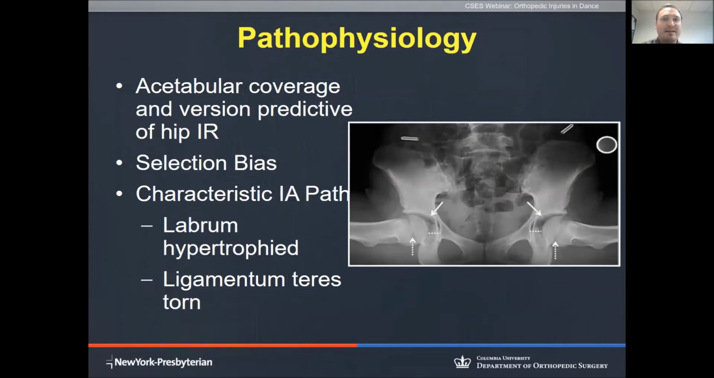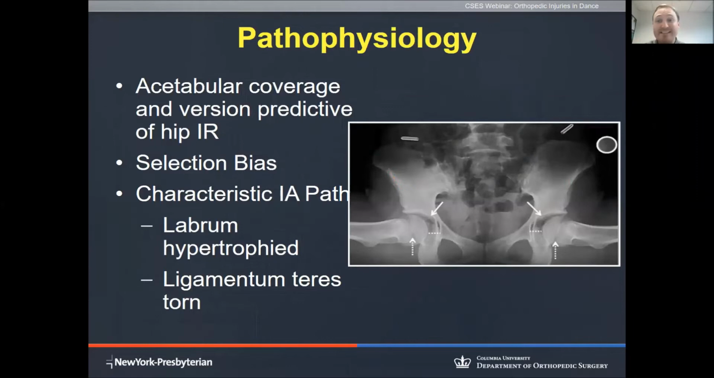And as dancers advance, there might be a selection bias for those with increased range of motion, which is a result of this soft tissue laxity or the underlying dysplasia. And in general, acetabular coverage or version are predictive of hip internal rotation, with increased acetabular coverage or acetabular retroversion associated with less internal rotation.